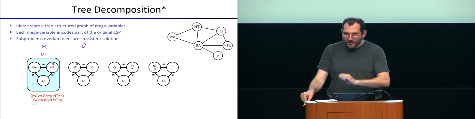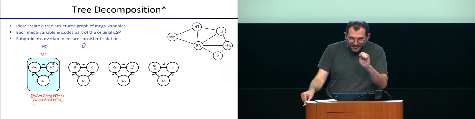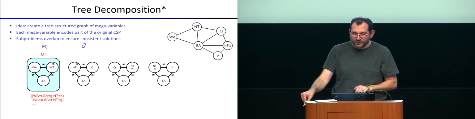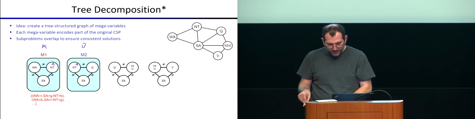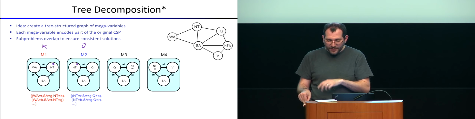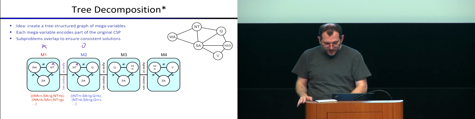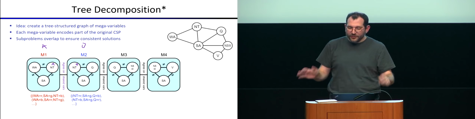That's like all the legal assignments to that piece of the CSP. It's going to be triples, which are okay, right? It's going to be an enumeration of the solutions to the subproblem. And then you go to M2, and it's going to have its solutions enumerated. And then for M3 and M4, these are the mega nodes, there's going to be constraints between them which say they have to agree on shared variables.